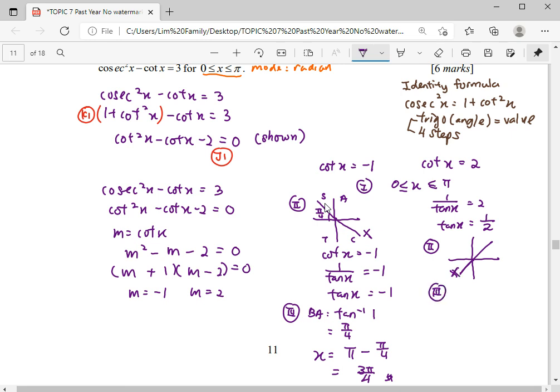Then we go for the third step, we find the basic angle. We move our tangent to the right hand side, which becomes shift tangent 1 over 2. We also leave our calculator in radian mode. Then your answer will automatically be in radian for this basic angle, which is 0.4636 radian.